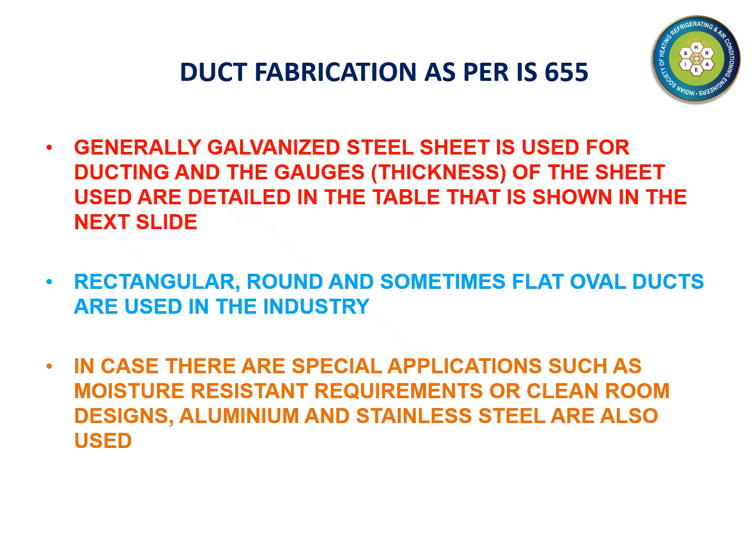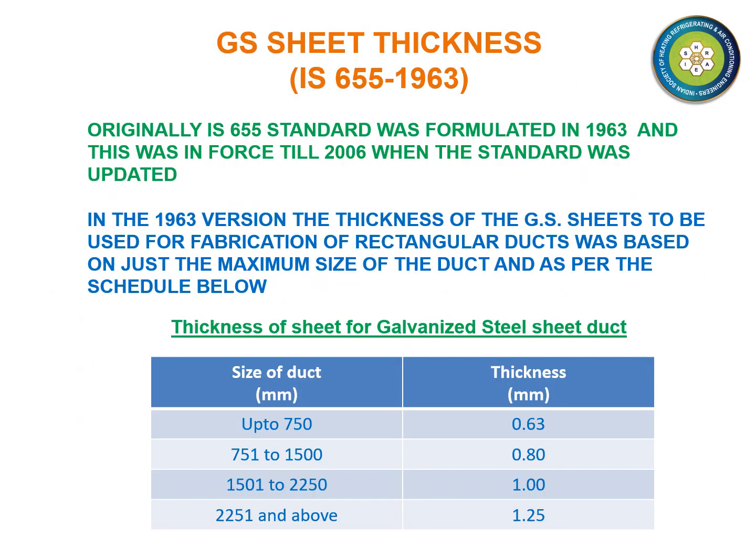Galvanized steel sheet is the most commonly used material for duct fabrication. For special applications, for example, clean rooms, aluminum or stainless steel may also be used. IS 655 recommended sheet thickness depends on the size of the duct as shown on this slide.